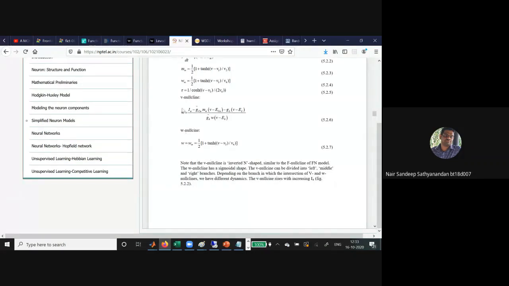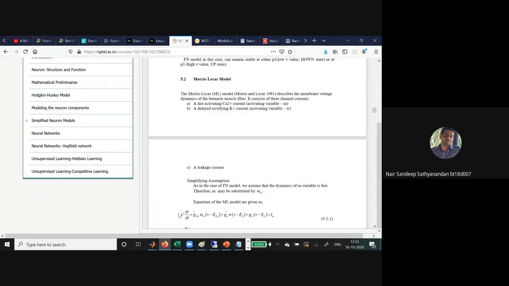You can see that finally the dynamics is described by the rate of change of the membrane voltage with respect to time. So that is given by the equation above. That is C dV/dt plus the equation phi to 1. That will describe the dynamics of the system.